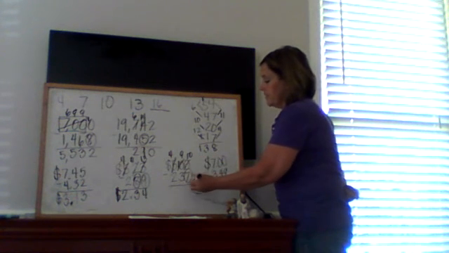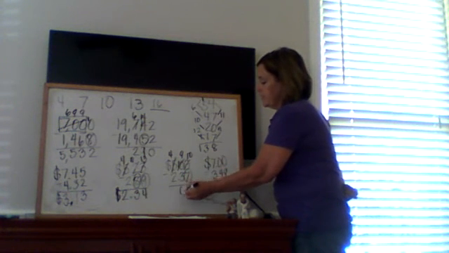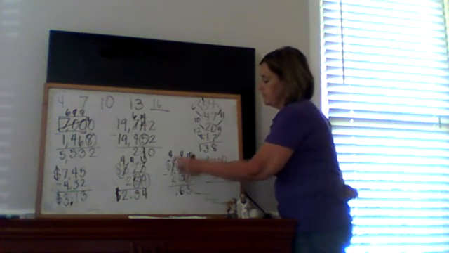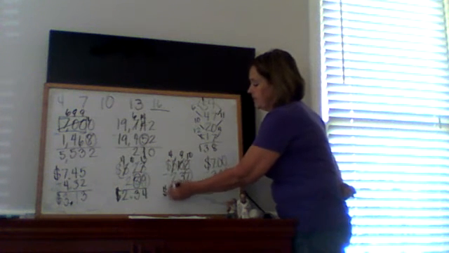10 take away 7 is 3. 9 take away 3 is 6. Bring down the decimal. 4 take away 2 is 2, for a difference of $2.63.